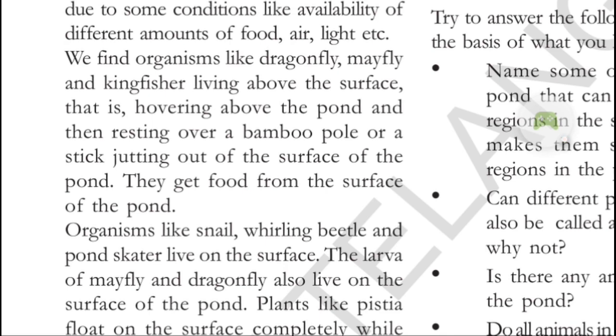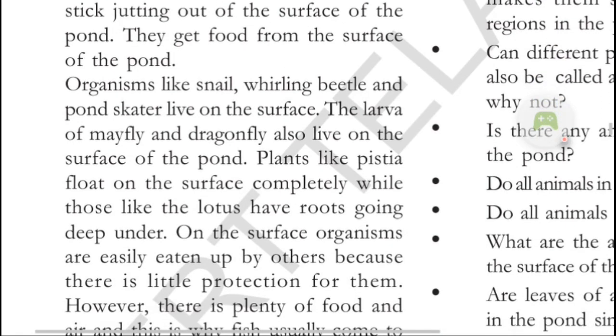And they get food from the surface of the pond. Organisms like snail, whirling beetle, and pond skater live on the surface. The larva of mayfly and dragonfly also live on the surface of the pond.